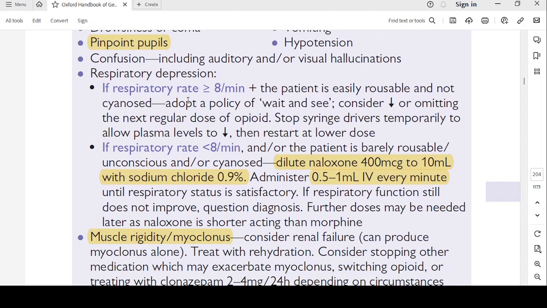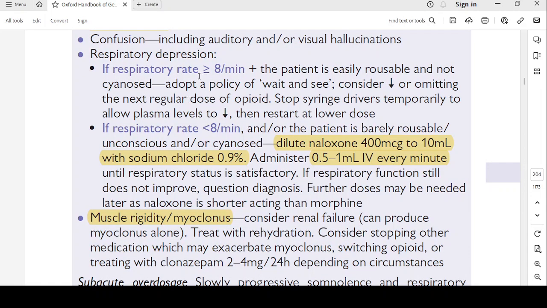So how will we grade the opioid toxicity? If respiratory rate is more than 8 per minute, plus the patient is easily rousable and not cyanosed, adopt a policy of wait and see. Consider decreasing or omitting the next regular dose of opioid.